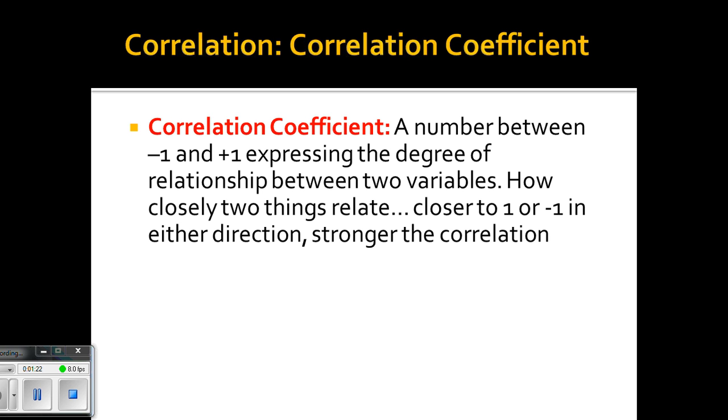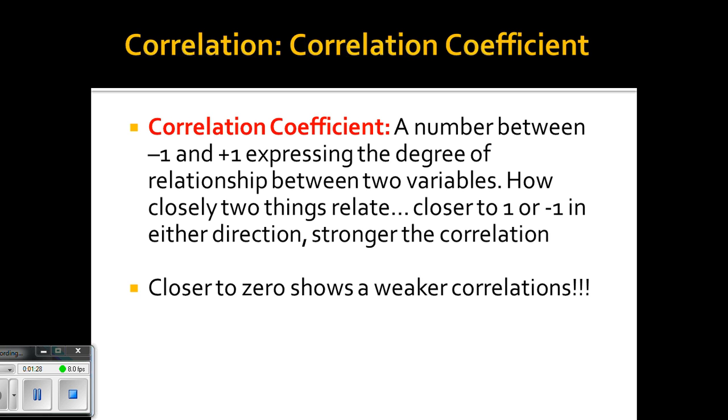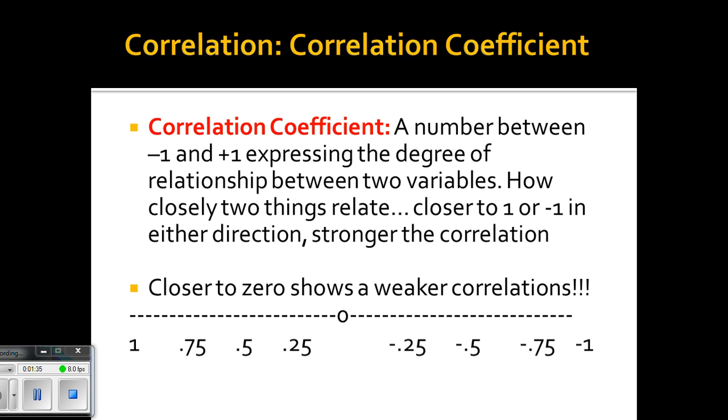How closely these two things are related can tell you how strong the correlation may be. Closer to 0 shows a weaker correlation. So here's your line here. Closer to 0, in either direction, the weaker the correlation.